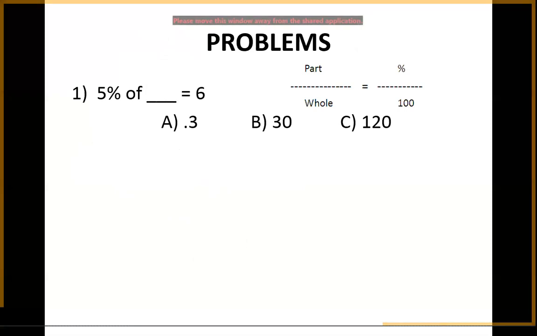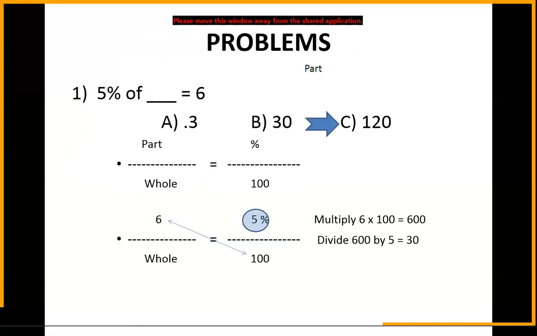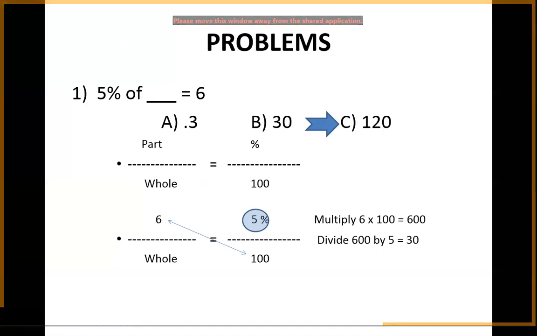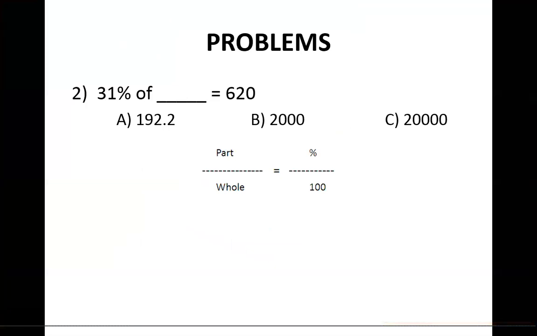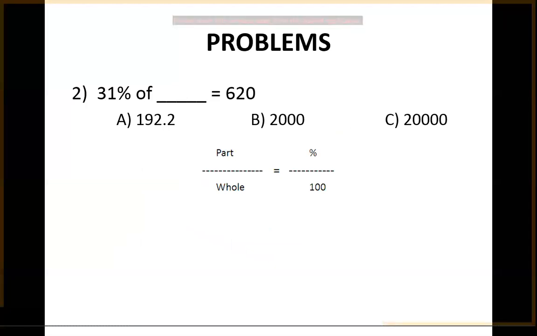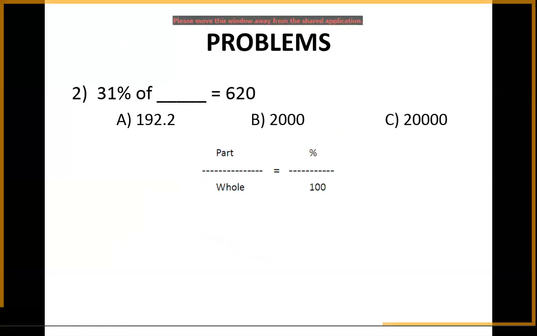Next, 5% of blank equals 6. The percent is 5, the whole we don't know, and the part is 6. Multiply across, up and down: 6 times 100, divide by 5, get 120. All right, now we're going to run through some more. Hit the pause button if you want to work it out, see if you got the right answer.